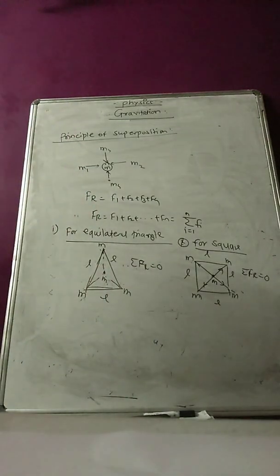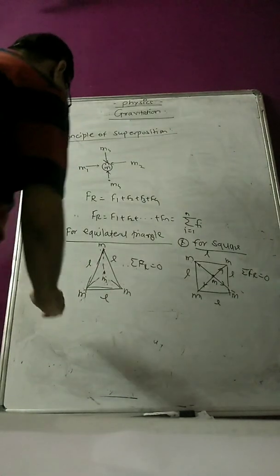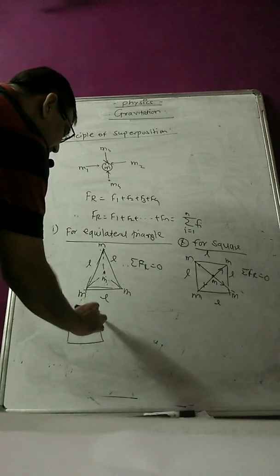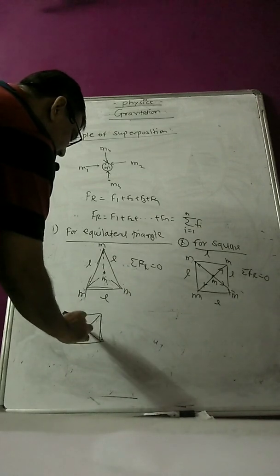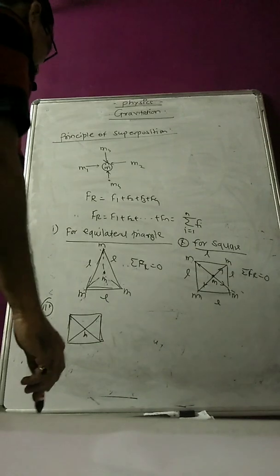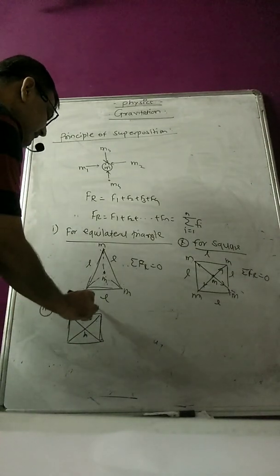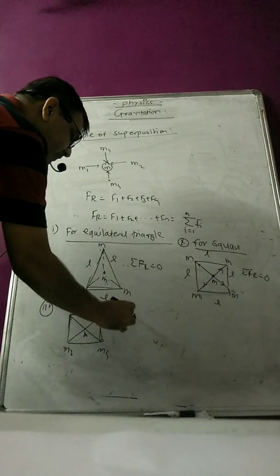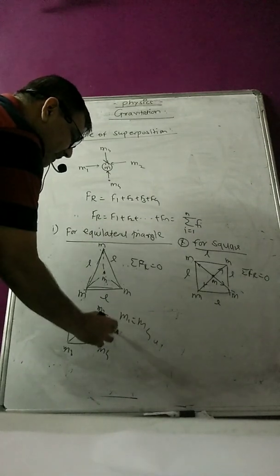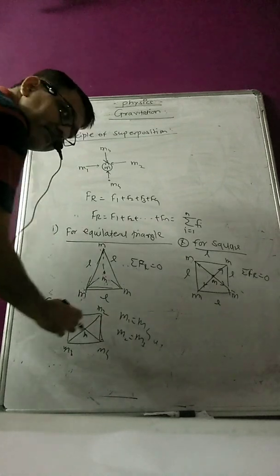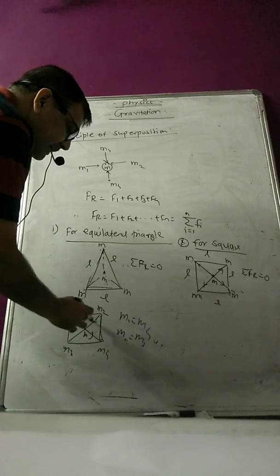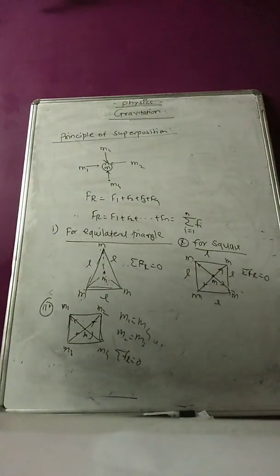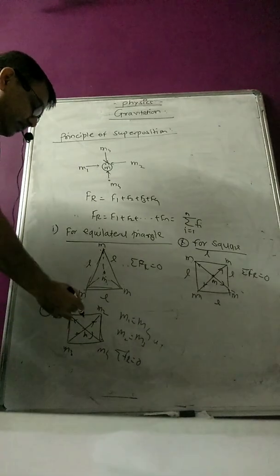Now suppose I take a square again, but the masses are not the same. Third condition: this is the square, and in that square there is another mass kept at the point of intersection of the diagonals. These masses are m1, m2, m3, m4. Here m1 is equal to m4 and m2 is equal to m3. So what will happen? m1 and m4 are the same, so the resultant will be zero, and m2 and m3 are the same, so the resultant is zero. So the summation of the resultant force acting on the body kept near the point of intersection of the diagonals will again be zero.